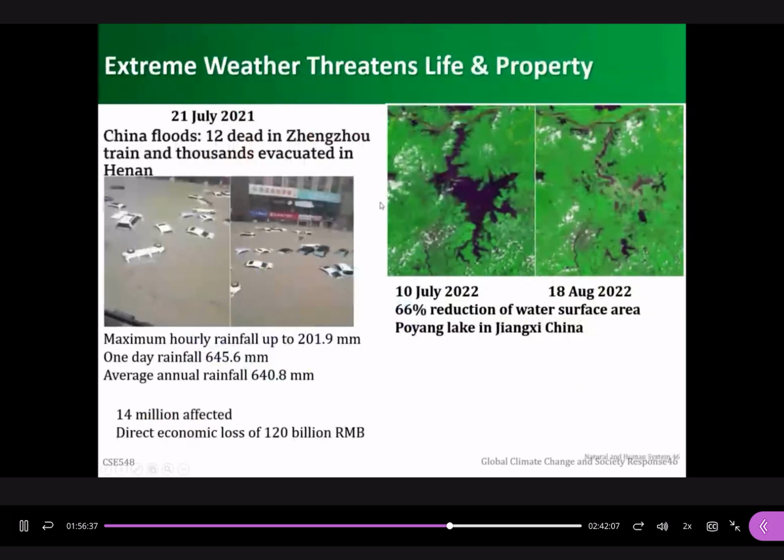Here are some examples of extreme weather events. One is the 2021 event in Zhengzhou. This was caused by heavy precipitation, and a large area was flooded by the rainwater. The second one is about Poyang Lake in Jiangxi. This is about the drought in 2022.